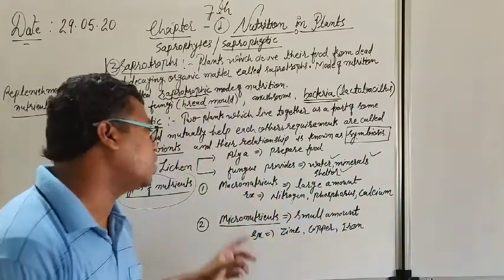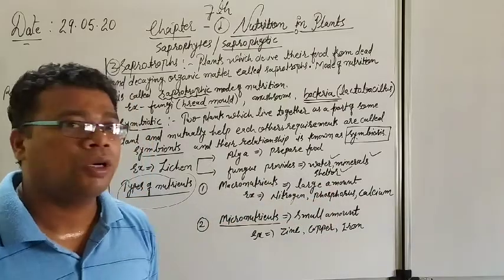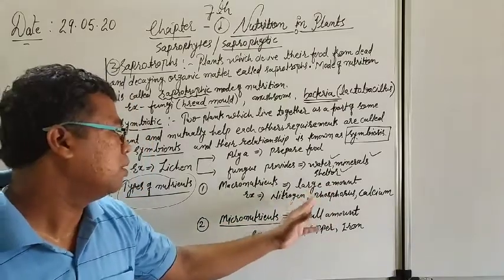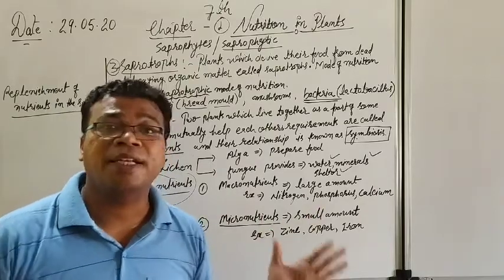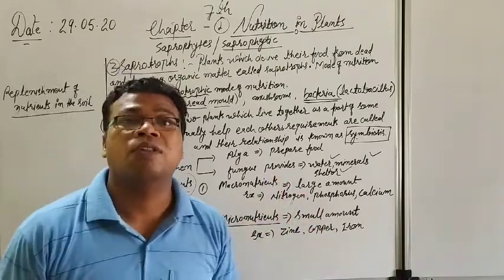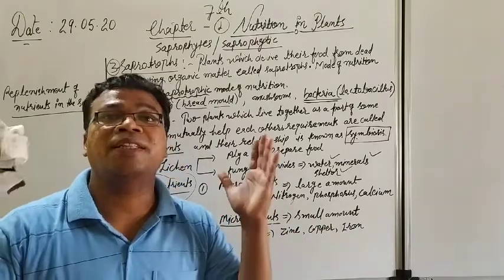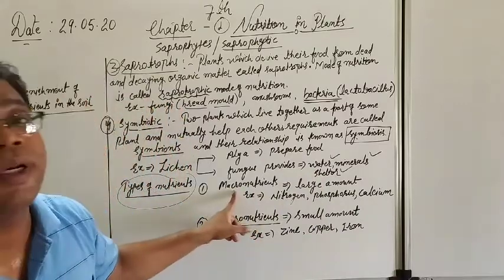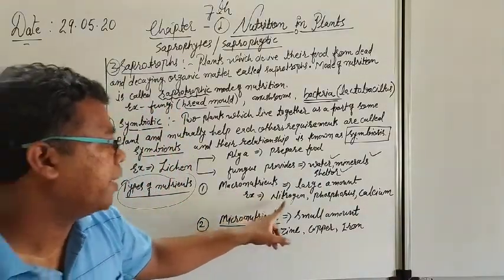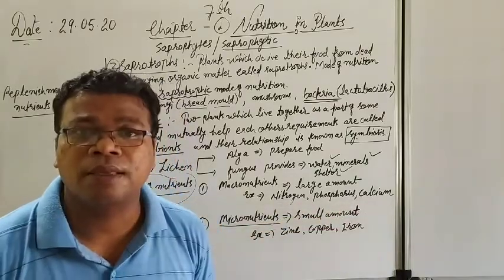Right now see the definition here. I have written macronutrients means large amount. What is the meaning of this? Large amount means the nutrients which are present in a larger amount on the soil surface. These are known as macronutrients. For example, nitrogen, phosphorus, calcium, magnesium.